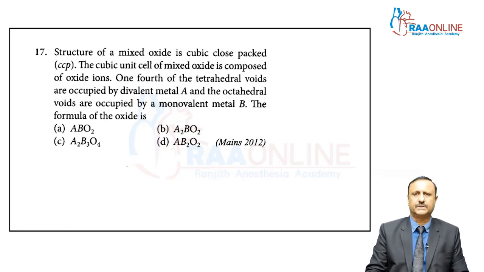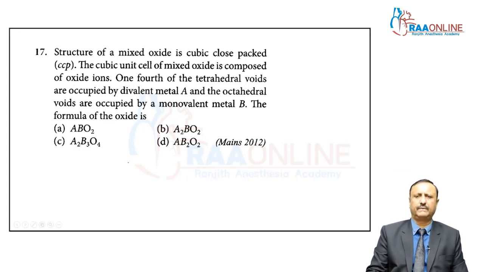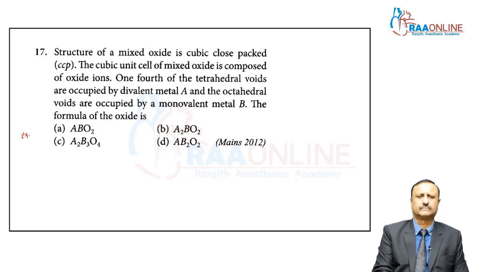Structure of mixed oxide is cubic close packed, CCP. The cubic unit cell of mixed oxide is composed of oxide ions. 1/4 of the tetrahedral voids are occupied by divalent metal A and the octahedral voids are occupied by a monovalent metal B. The formula of the oxide is, here my dear students, you can see the theory of this question. Here you can see the number of atoms in CCP structure. So the number of atoms in CCP is equal to 4.